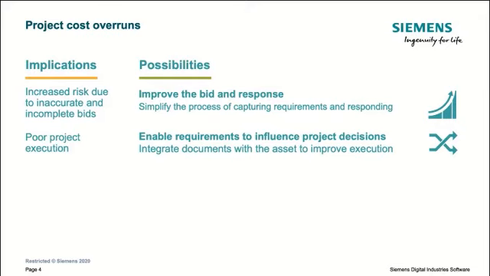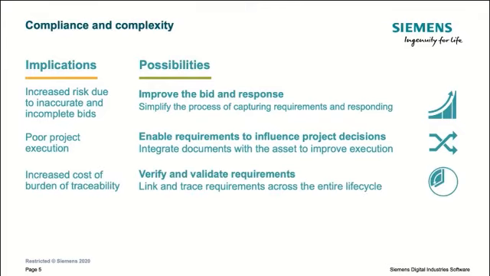Project cost overrun typically implies that a project is executed poorly. This could be overcome by introducing a requirements-driven project management and decision process, where integrated documents have the assets to improve the execution. Compliance and regulation and the related complexity often result in an increased cost or burden of traceability. This can be minimized by a truly digital traceability model, allowing constant verification and validation of the requirements against any test cases whatsoever.